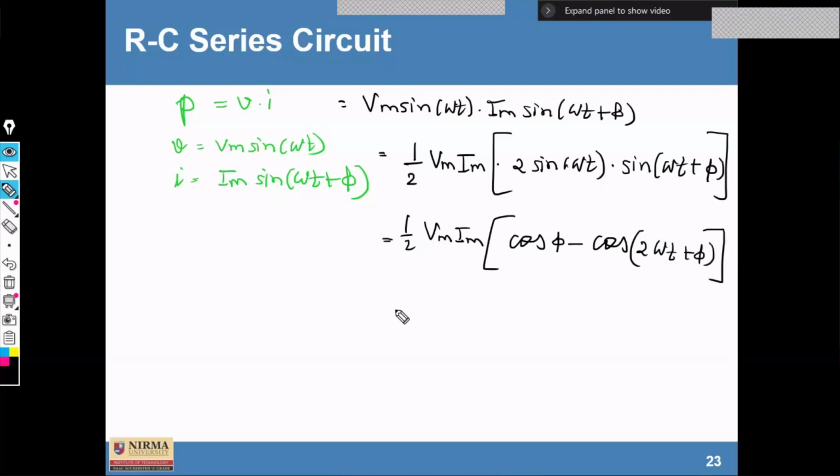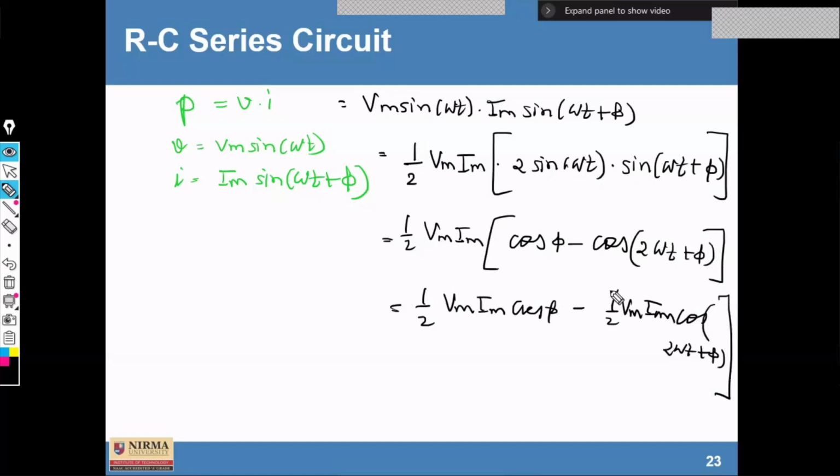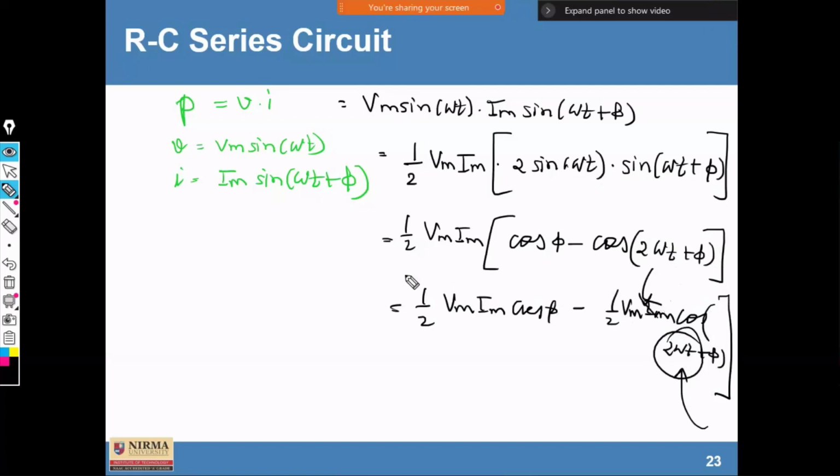Clear? And similarly, we can find Vmin cos phi minus 1/2 Vmin cos(2 omega t plus phi). Okay? And here, as I discussed in the previous lecture also, the frequency component is 2 times. Fine. So with respect to time, this component is going to vary and we may not consider it for power calculations because it is an imaginary part.